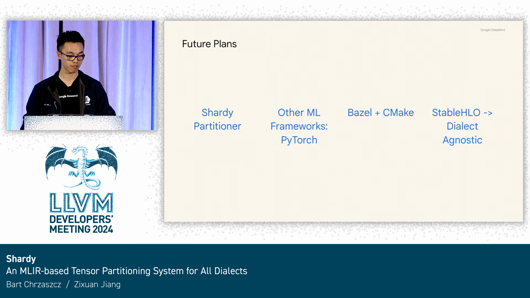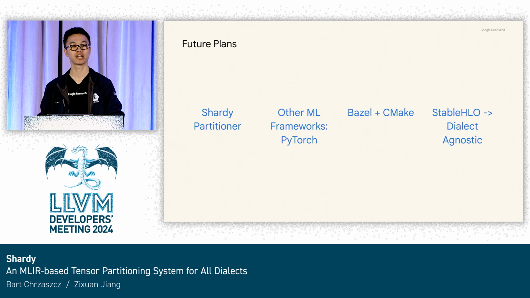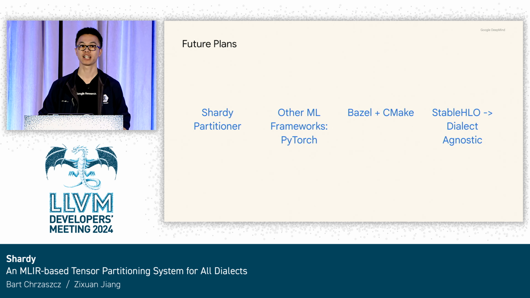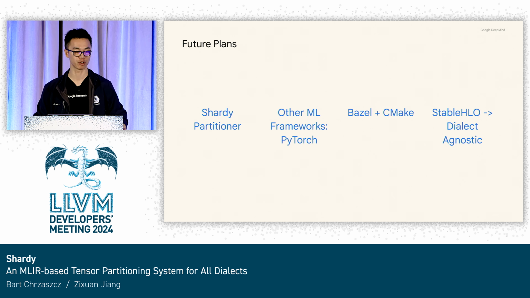Here are several future directions we'd like to explore. First of all, we'd like to implement and devise this partitioner in Shardy using the original Shardy dialect, which will be our major focus next year. We would like to extend our support to other ML frameworks, especially PyTorch. Currently, Shardy depends on using Bazel to build the whole system, and CMake support is on the way. Finally, we would like to make Shardy fully dialect agnostic and detached from the current StableHLO.